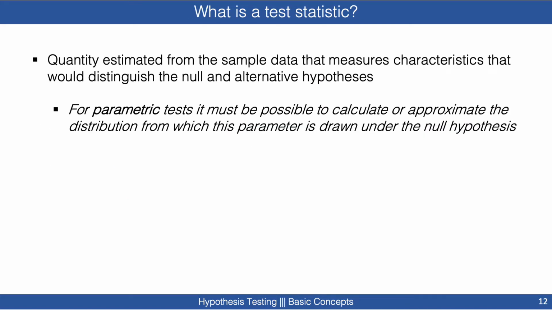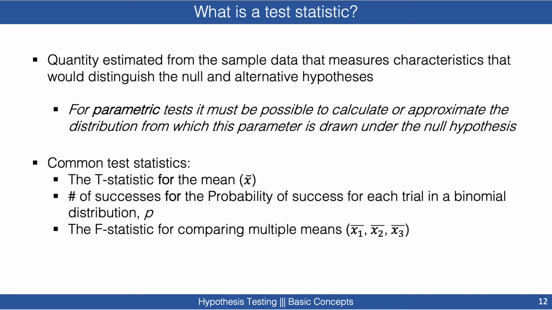A test statistic is a quantity that you compute from your data and allows you to distinguish between the null and the alternative hypothesis. And in parametric tests, which is a lot of what we're going to discuss, at least in the first 3/4 of this presentation, you must know the underlying distribution for that test statistic. And that is important so you can compute or estimate how unlikely that value is under the distribution for that test statistic.